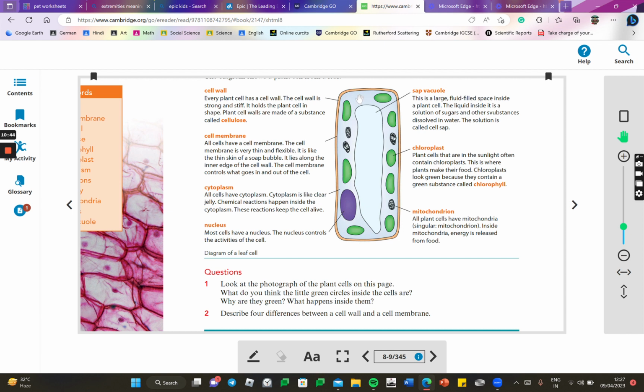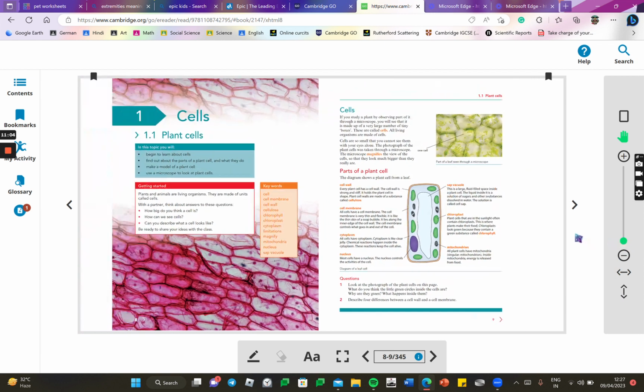Vacuole. This is a large fluid-filled space inside a plant cell. The liquid inside it is a solution of sugars and other substances dissolved in water. The solution is called cell sap. Okay, let's move forward.